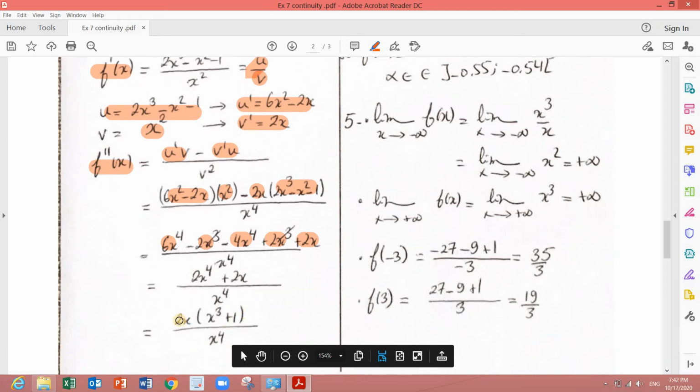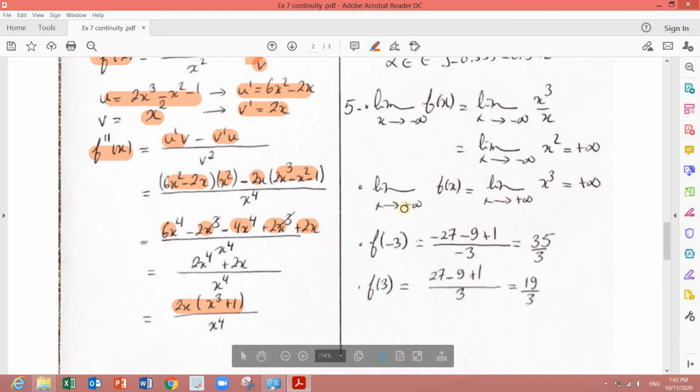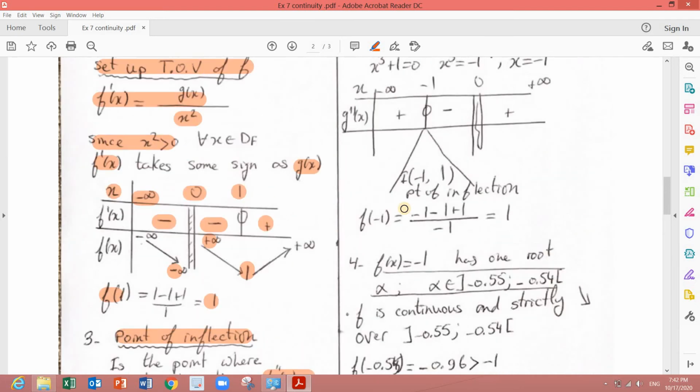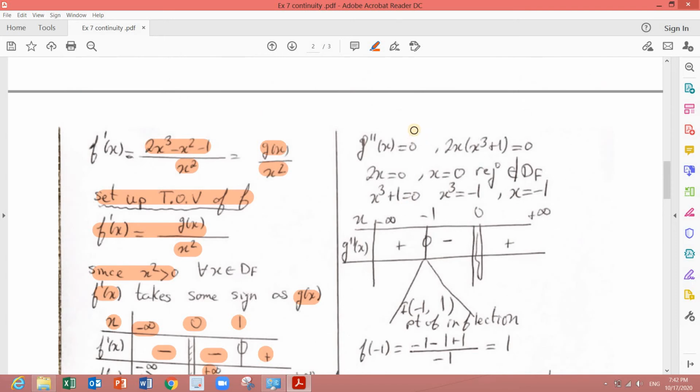So we get 2x by factorization into x cubed plus 1. We solve the second derivative equal to 0 to find the point of inflection. f double prime x equals 0, so 2x into x cubed plus 1 equals 0. Product equal to 0: 2x equals 0 means x equals 0, which is rejected, it doesn't belong to the domain. The domain is minus infinity to 0, union 0 to plus infinity. And x cubed plus 1 equals 0 means x cubed equals minus 1, so x equals minus 1.